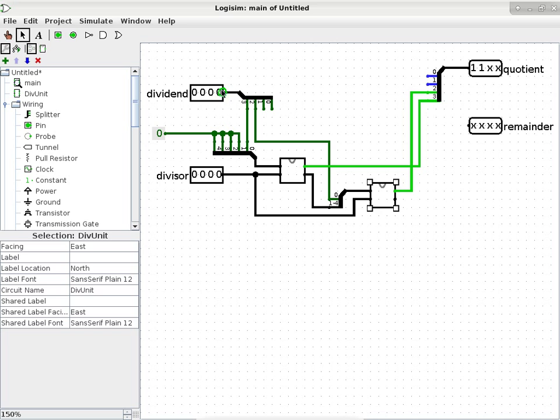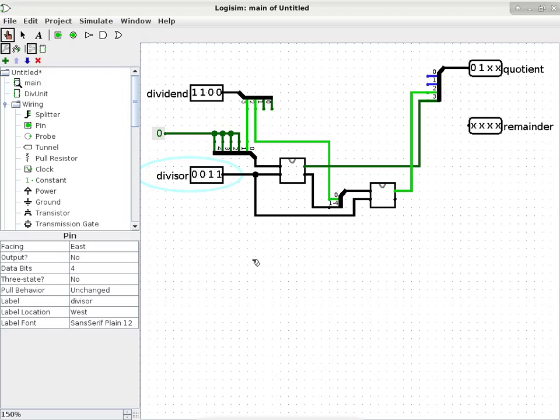Okay, so let's check it. 1100 as the dividend and divided by 1. Okay, seems to work just okay. But what if I divide 1100 with 1, 1? That would be the same thing as 12 divided by 3. The answer is 4. And 4 would be 100 as the quotient, right? So let's check that, because I want to give it some test cases where I can see whether it works or not. Okay, that seems to be okay.